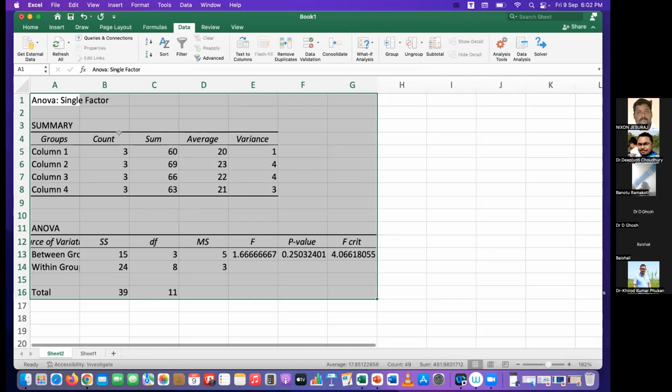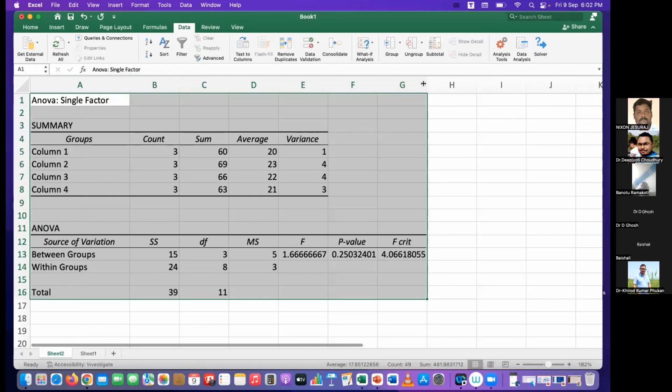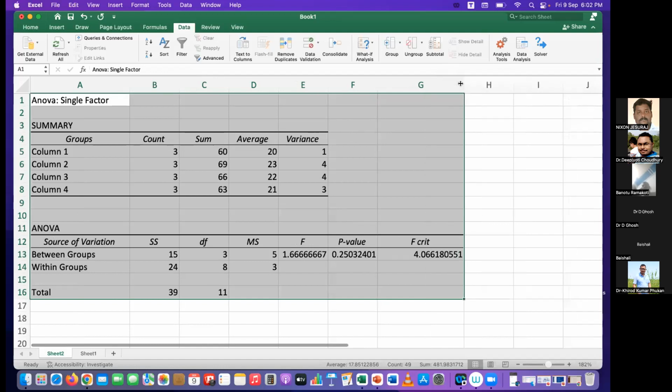Average, variance between the groups and all this. I have the critical value of F. So here, the p value that is coming as 0.25, it is less than 0.50, and that's why we're accepting it. See, the calculated value of F is coming as 1.66.